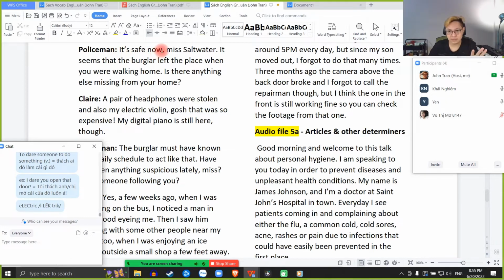Bây giờ an toàn rồi. Cô Saltwater. It seems that, có vẻ dường như rằng, the burglar left the place when you were walking home. Tên trộm đã rời nơi này khi mà chị đang đi bộ về nhà. Is there anything else missing from your home? Liệu có bất kỳ thứ gì biến mất từ nhà của chị không? A pair of headphones were stolen and also my electric violin. Một cặp tai nghe đã bị mất cắp. Và cái violin điện của tôi cũng vậy.